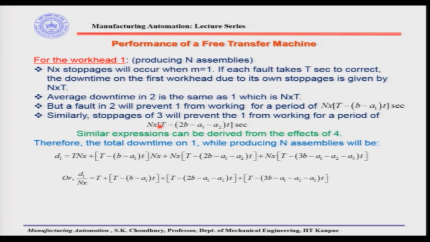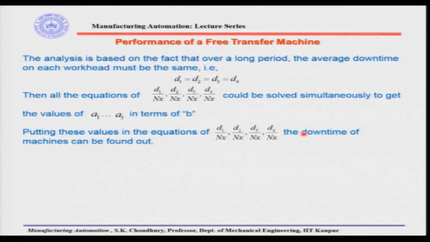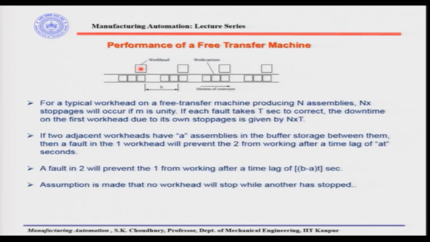nxt is the total downtime minus this value nx into this value. So, overall it is nx, in bracket, T minus 2B minus A1 minus A2, into the cycle time. Now, similar expressions can be derived from the effects of the 4. What we have done right now is the effect of the stoppage of 1 on its own, the effect of stoppage of 2 on the 1, the effect of stoppage of 3 on the 1 and 4 on the 1.